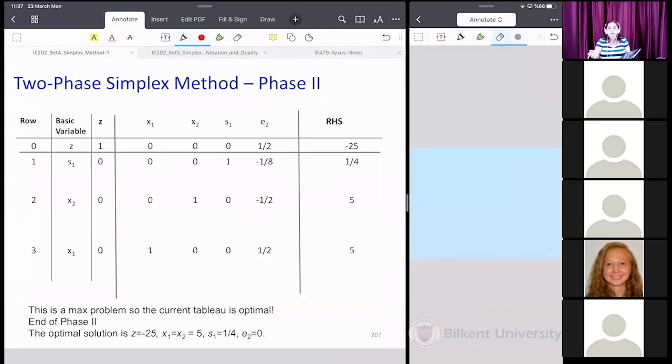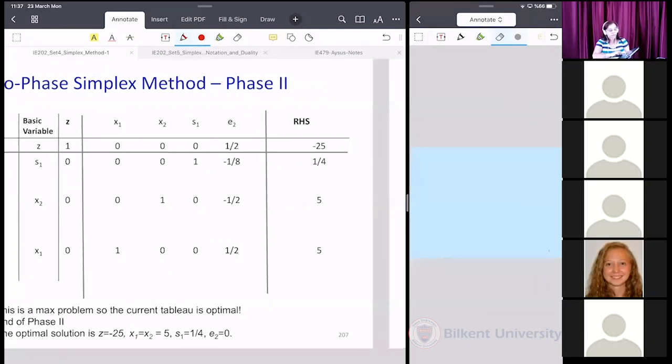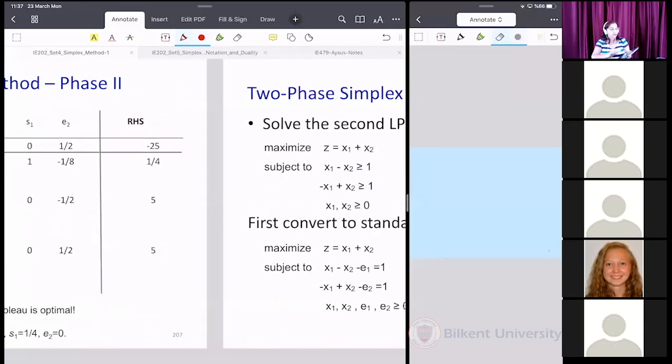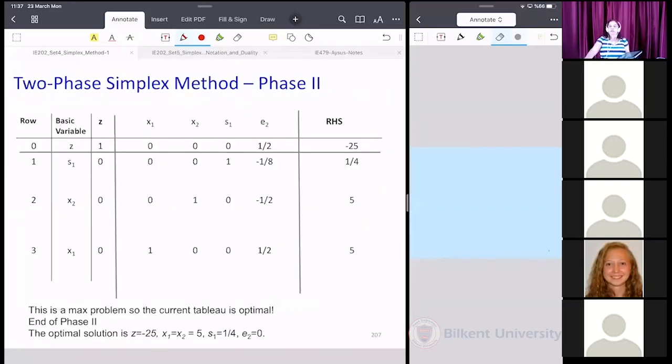When you look at it, this is the same example that we did in BChem. Again, you look at your row 0. There is no negative entry. That means nobody wants to enter. So your original problem is optimal with this solution that's given to you. Any questions before I go to the second example?